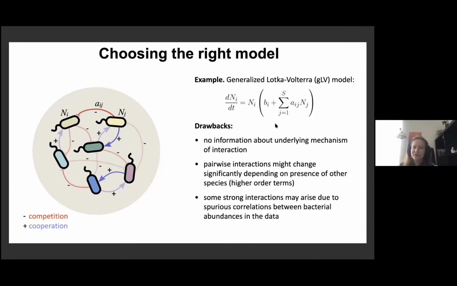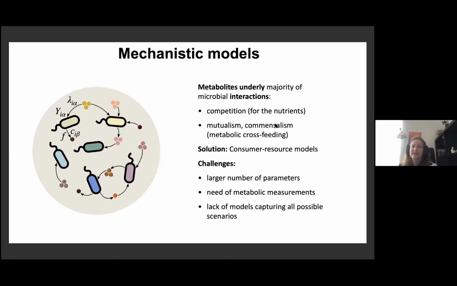So the community shifted to the next level of detail to describe those communities. They realized that a lot of microbial interactions are actually mediated by metabolites that are there in the environment where microbes are residing. In fact, those competitive interactions typically arise from competition for resources. And these cooperative interactions can be mediated via cross-feeding, when one microbe produces some metabolite and another microbe consumes it, and then they both boost their growth.